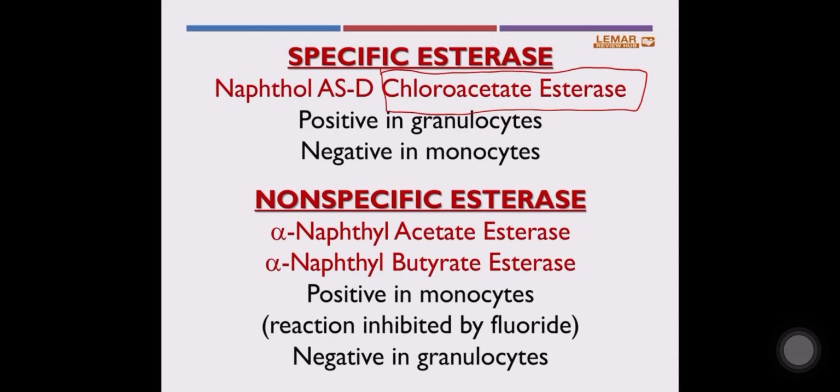Another, we have the non-specific esterase, alpha-naphthyl acetate esterase, alpha-naphthyl butyrate esterase. It is positive in monocyte. Pero just sa background, kaya siya tinawag na non-specific, hindi lang siya positive for the monocyte. Pwedeng positive for monocyte, plasma cell, megakaryocyte. Paano mo i-differentiate yung positive reaction ng mga monocyte from plasma cells and megakaryocyte? Positive reaction of monocyte is inhibited by fluoride.